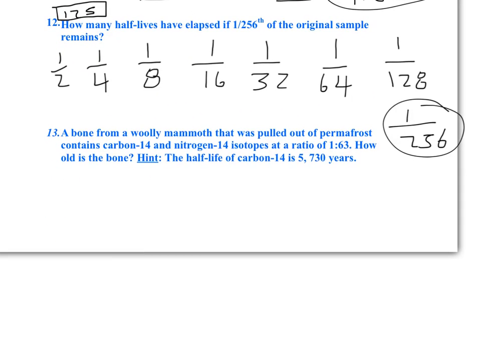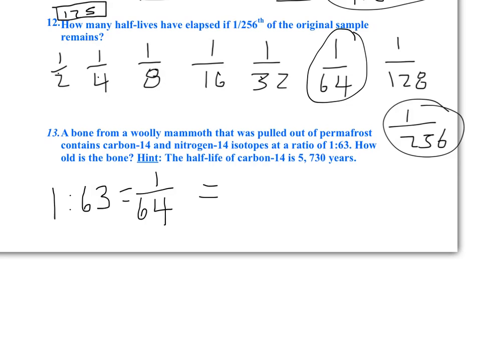A bone from a woolly mammoth that was pulled out of permafrost contains carbon-14 and nitrogen-14 isotopes at a ratio of 1:63. So as soon as you see a ratio of 1 to 63, you know that the fraction is 1 over 64. Even if we look above in question 12, we can figure out the number of half-lives. So 1, 2, 3, 4, 5, 6 half-lives have occurred.